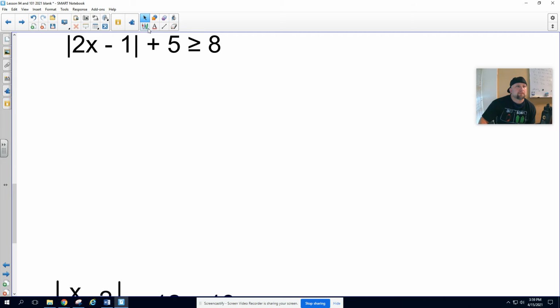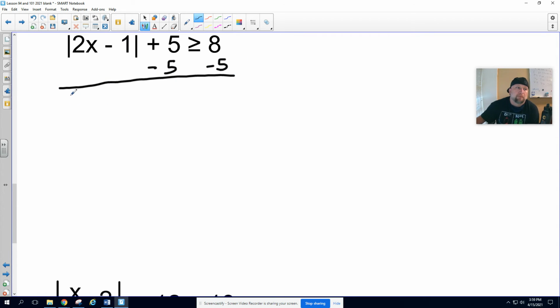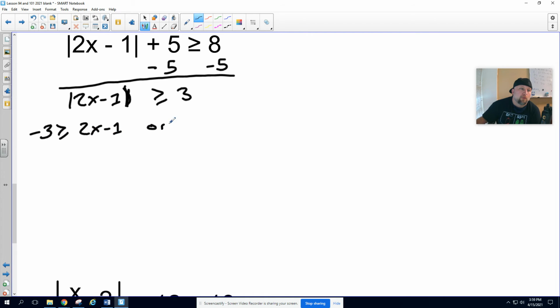All right, so now we have the absolute value of 2x minus 1 plus 5 is greater than or equal to 8. Isolate the absolute value, so we subtract 5 from both sides. We get absolute value of 2x minus 1 is greater than or equal to 3. And greater than, so we know that negative 3 is greater than or equal to 2x minus 1, or 2x minus 1 is greater than or equal to positive 3.